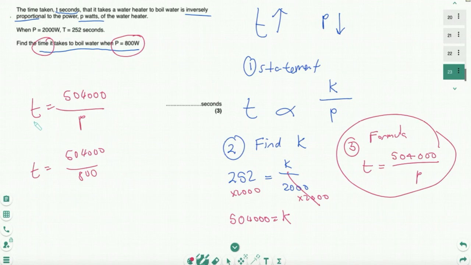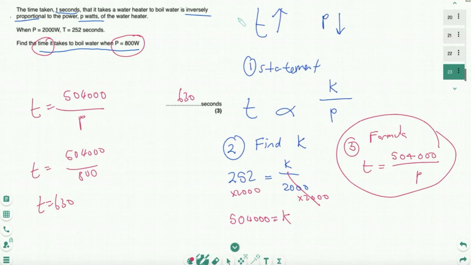So 504,000 over 800 is 630. So it'll take 630 seconds. Do you see, guys, how this question was super similar to the direct proportion problems? The only difference is that the constant is on top of p, not being multiplied by p. So same thing: statement, find k, use your formula.